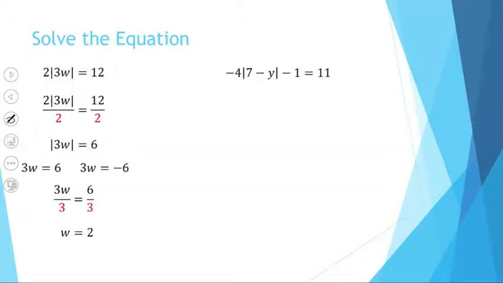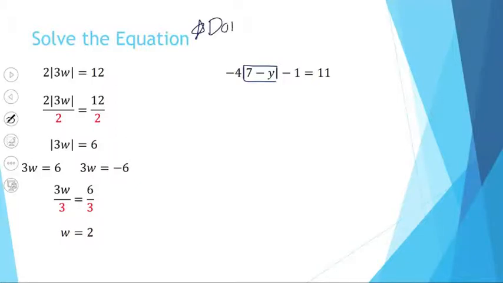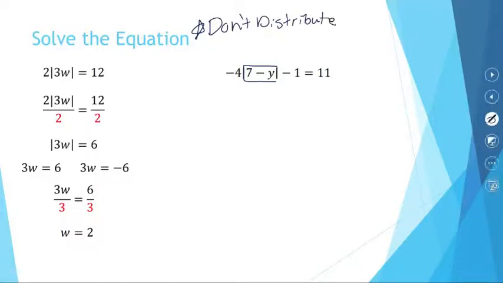Now, this last one is a little bit different, and we'll talk about it as well when we get to that point. But let's start solving it like anything else. Remember that if this is in the absolute value, it's stuck in there. It does not interact with anything outside of it. So that you cannot distribute your negative 4. Okay? Don't distribute in absolute values. Remember that, okay? You cannot distribute.